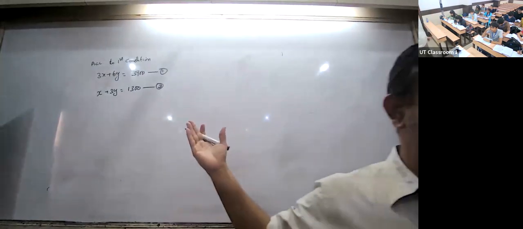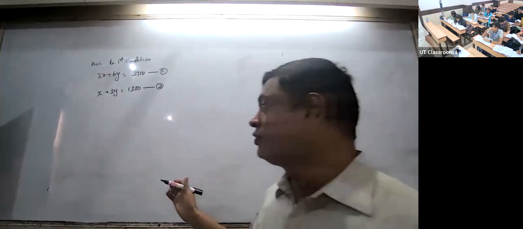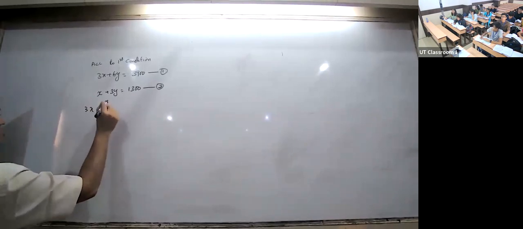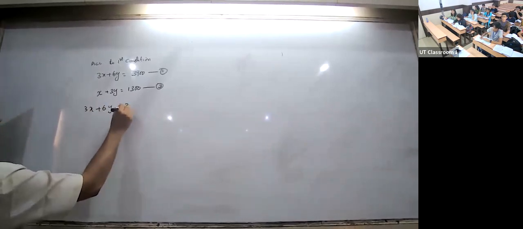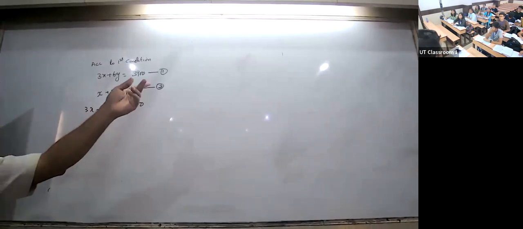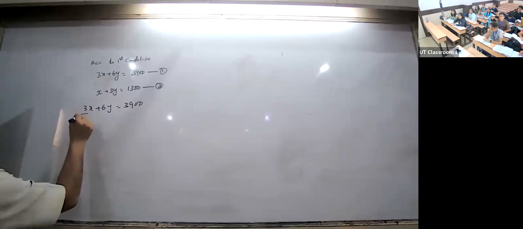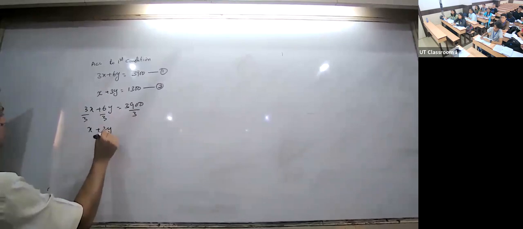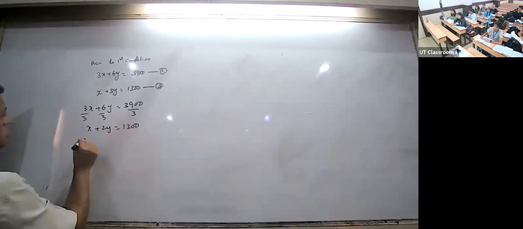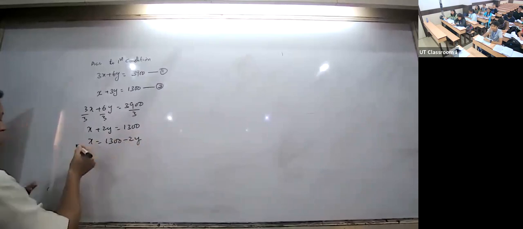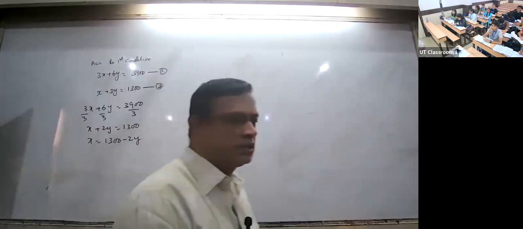Now you have to apply it geometrically. Make the table. Take the first condition: 3x plus 6y is equal to 3,900. You can in fact simplify, everything is divisible by 3. So divide by 3 throughout. What will you get? x plus 2y is equal to 1,300, or x is equal to 1,300 minus 2y. Put the value of y, you will get the value of x, no fraction.